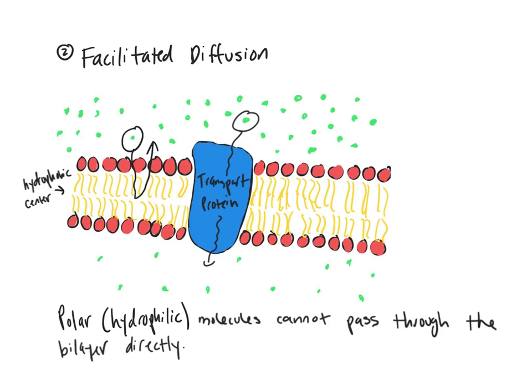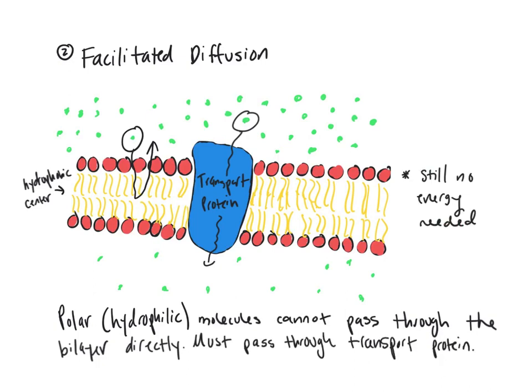That's the key. It's still passive, no energy, it's high to low, but it will pass through that transport protein to the other side of the cell. This works really well because our transport protein is actually hydrophilic, just like our polar molecules, which makes them mesh really well and work well as a team.